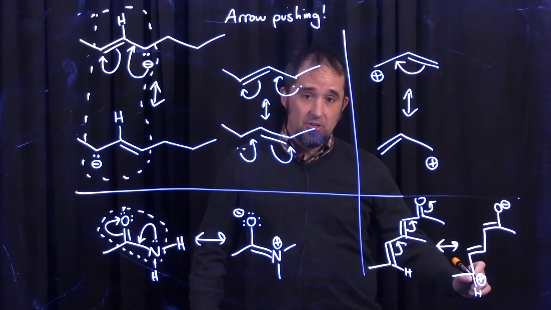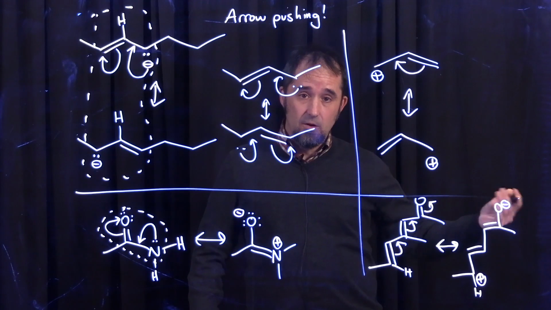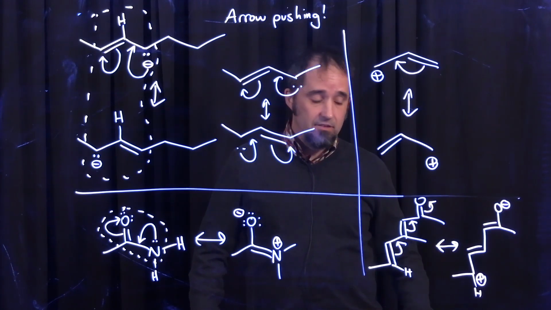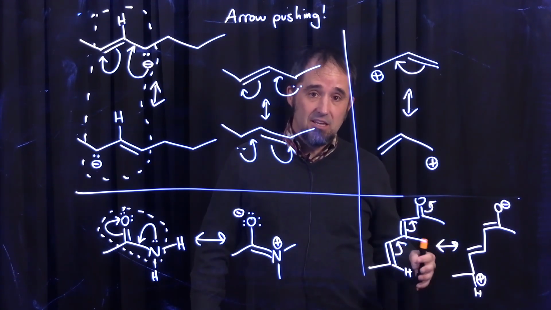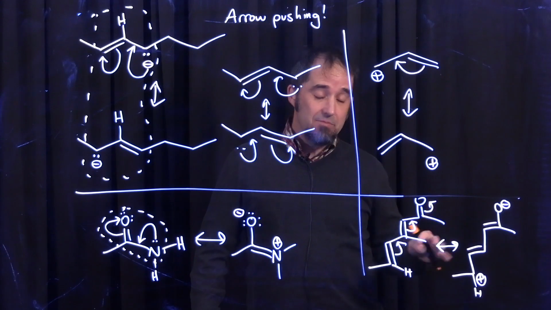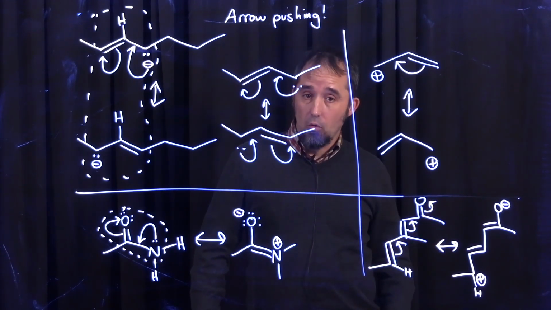That's a positive charge. And up here, this oxygen now carries a negative charge because it got electrons from that flow. Overall charges are the same. If I were to count hydrogens, my hydrogen count would be the same. Not only would it be the same, but no hydrogens would have moved.